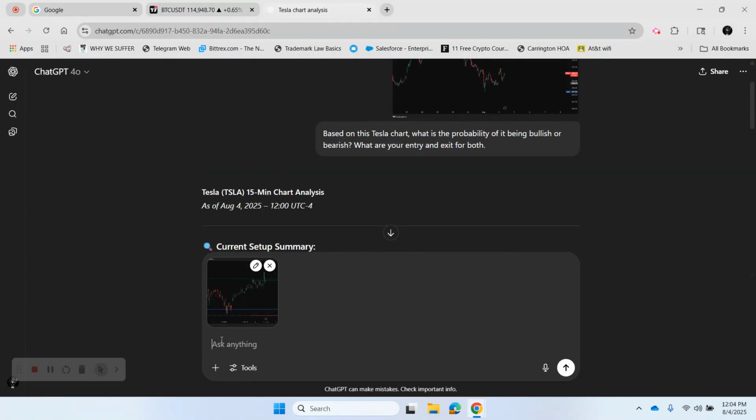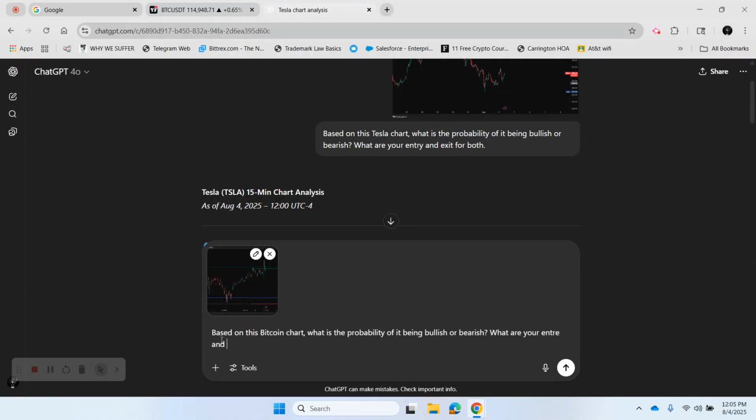Based on this Bitcoin chart, what is the probability of it being bullish or bearish? What are your entry and exit for both?